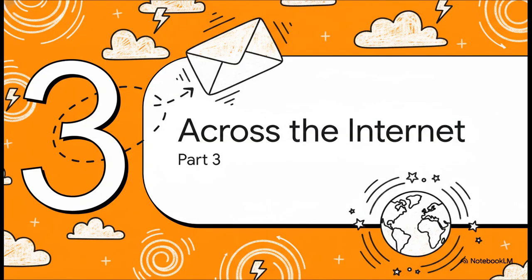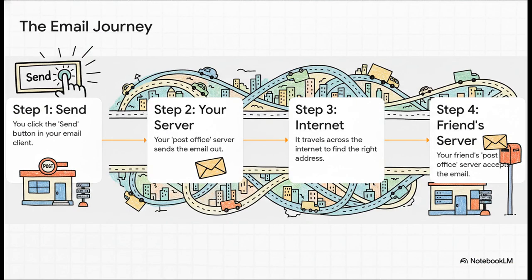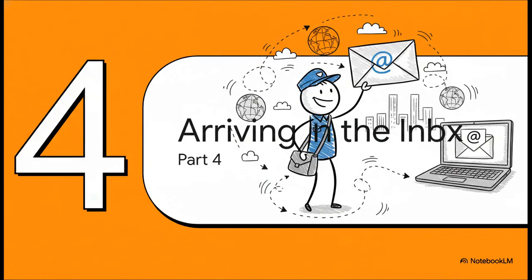So, our letter's been dropped off at the local post office and it's ready for the main event. This is part 3, the journey across the internet. This is where that mind-boggling speed really comes into play. So here's how that trip breaks down. Step 1, you hit send. Step 2, your server, your post office, reads the address and sends it on its way. Step 3, that email just zips across the internet, which is kind of like a giant system of highways looking for the right exit. And step 4, your friend's server, their post office, sees the email coming and accepts it for delivery. The email has made it across the world.